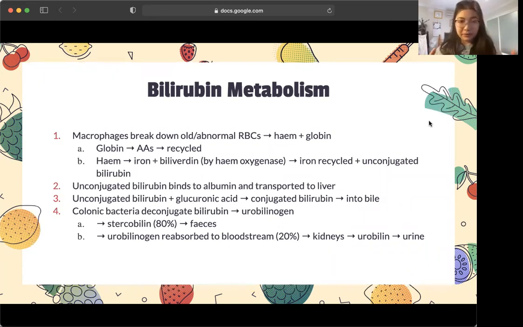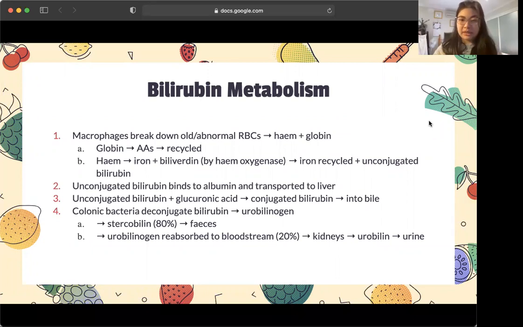So what is bilirubin? It's basically a breakdown product of old red blood cells. Red blood cells are broken down by macrophages in the blood, and the heme part is broken down into iron and biliverdin. This biliverdin is then made into unconjugated bilirubin. It is this unconjugated bilirubin which the liver greets for the first time, and the liver makes it into conjugated bilirubin and excretes it as part of the bile. And it's the bacteria in the colon that deconjugate this bilirubin and make it into urobilinogen.